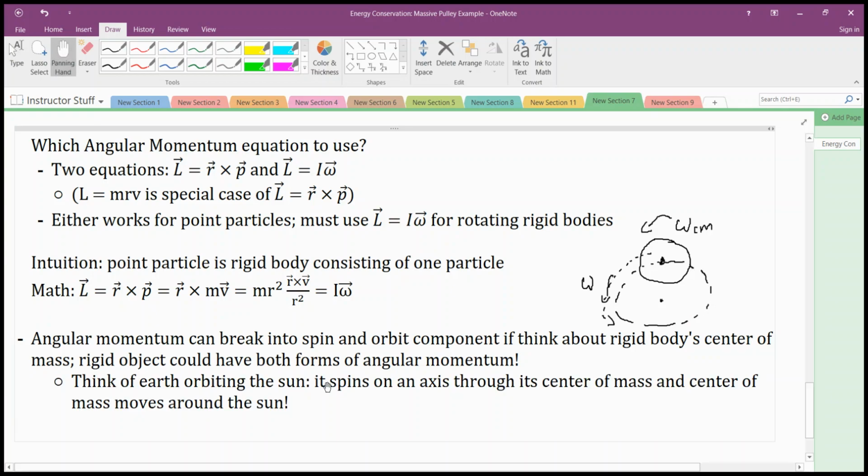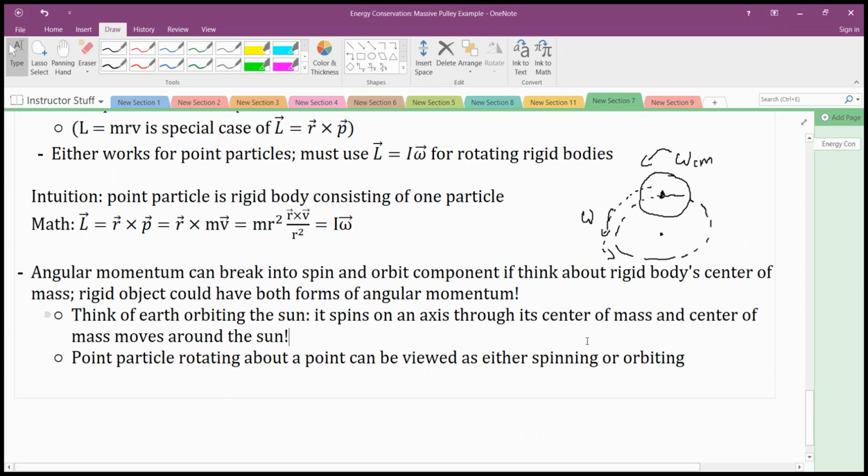If this looks familiar to you, it should, because this is the scenario for the Earth. The Earth orbits around the sun, and as it orbits around the sun, it is also spinning on its axis. It is rotating about its axis and moving about the sun. So we can see that angular momentum can be broken into this spinning component and also this orbiting component if we think about the rigid body's center of mass. The rigid body spins about its center of mass, while its center of mass orbits around another point.